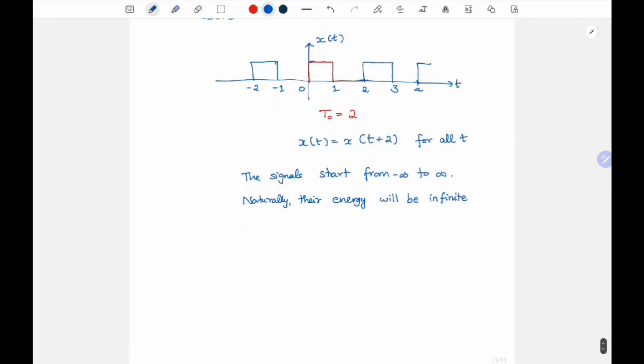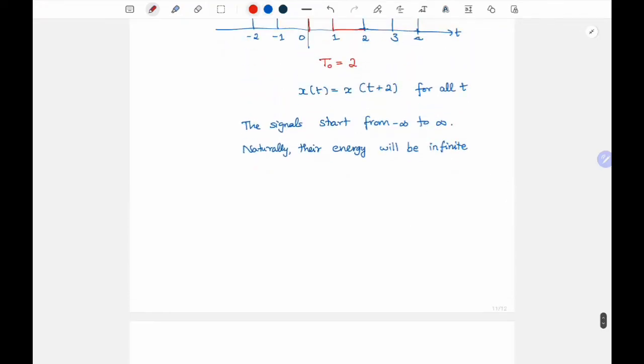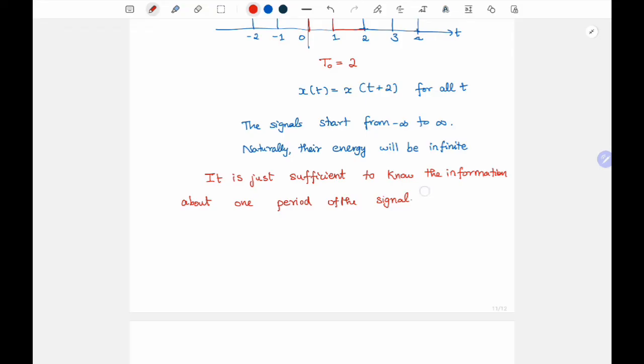And another speciality about periodic signal is if we just know one period, right, then we can repeat them and form the entire signal. So it is just sufficient to know the information about one period of the signal, right? To recreate the entire signal.